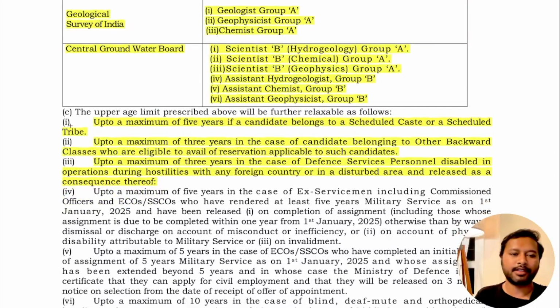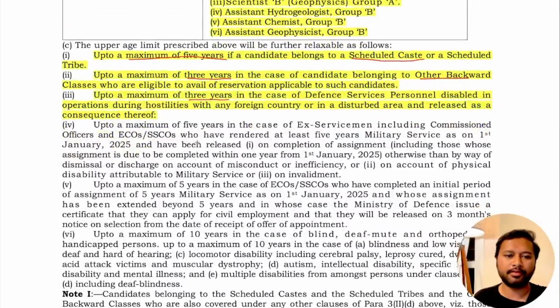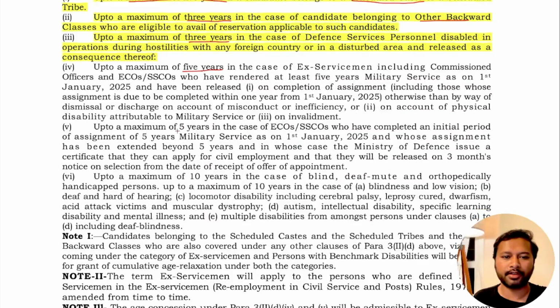Then there is an age relaxation category wise. There is a maximum of 5 years of relaxation for SC/ST students. Then there is a maximum of 3 years relaxation for OBC students, and a 3 years relaxation in case of defense service personnel. So those who are in defense services also get 3 years of relaxation over here. Ex-servicemen get a maximum of 5 years of relaxation, a maximum of 5 years of relaxation for ECOs and SSCOs also, and a maximum of 10 years of relaxation for PWD candidates.